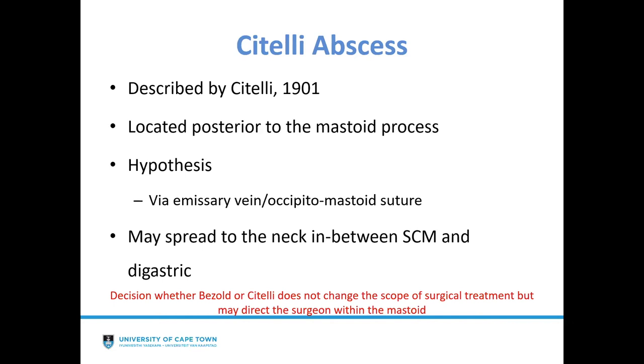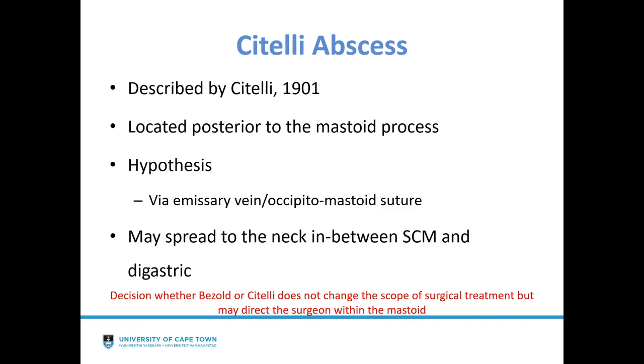it usually originates posterior to the mastoid process. And then the hypothesis is that it's a spread of infection via the emissary vein or via the occipitomastoid suture. And then it may spread in the neck in between the sternocleidomastoid and the digastric, in a similar pattern to the Bezold. So basically the decision whether it is a Bezold or Citelli abscess doesn't necessarily change the scope of surgical treatment, but may direct the surgeon within the mastoid. Just an important point to note.